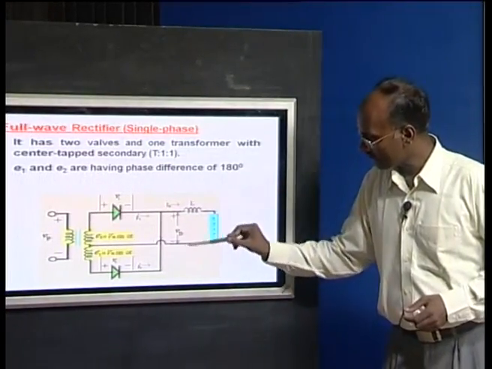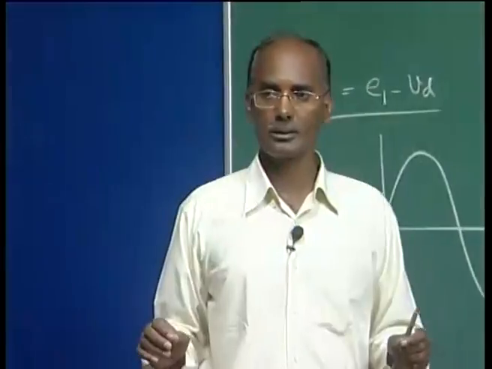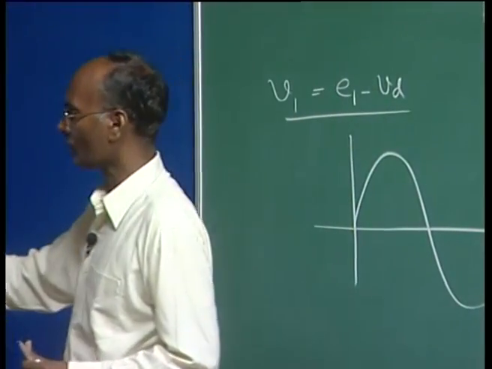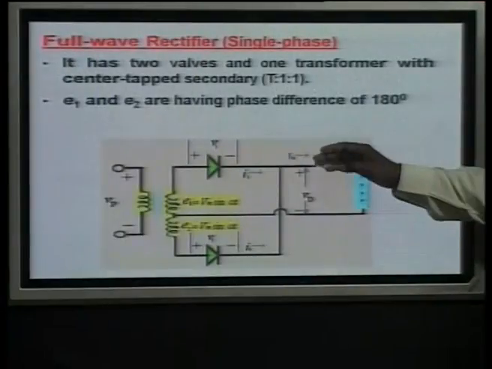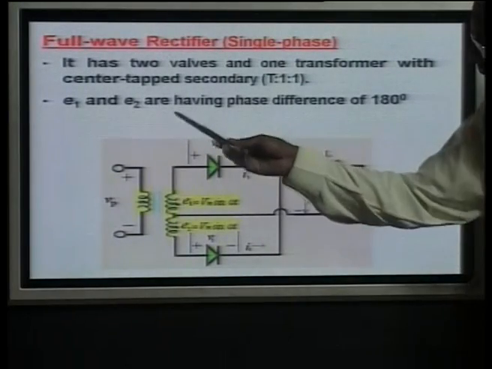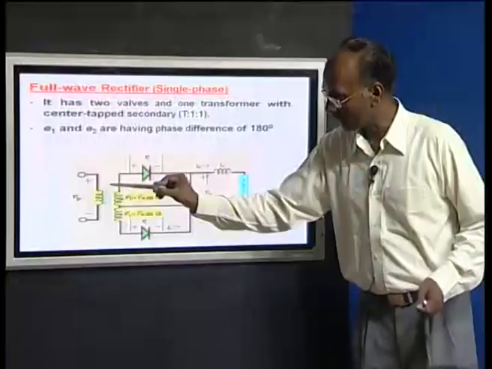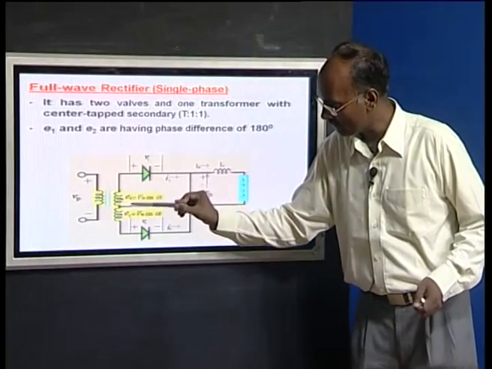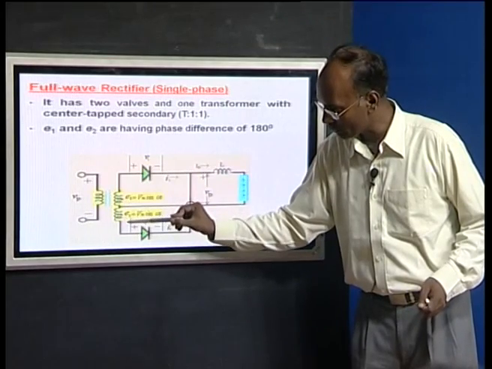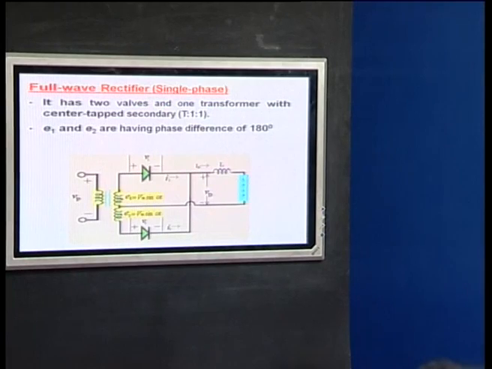In this case we are using a large inductance to make our DC current constant and ripple free, and we have some load here. E1 and E2 are at a phase difference of 180 degrees. If one end is positive, the center is 0 and the other end is negative. So, E1 and E2 are in phase opposition, and you can see this from the voltage waveform.